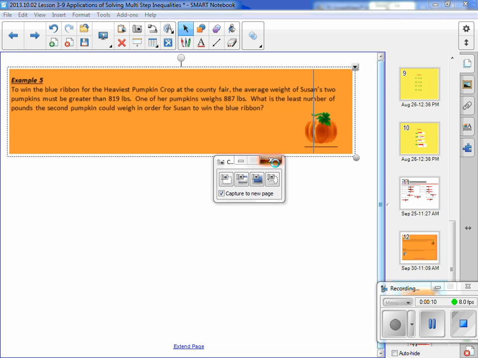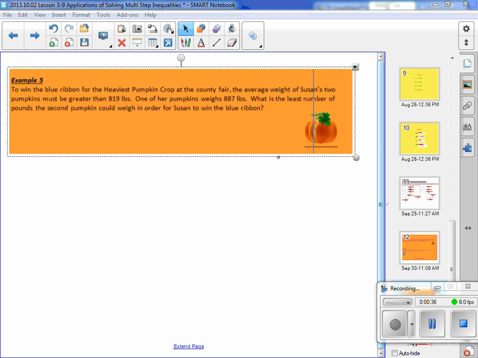All right, so to win the blue ribbon for the heaviest pumpkin crop at the county fair, the average weight of Susan's 2 pumpkins must be greater than 819 pounds. That's a lot of pumpkin. One of her pumpkins weighs 887 pounds. What is the least number of pounds the second pumpkin could weigh in order for Susan to win the blue ribbon?